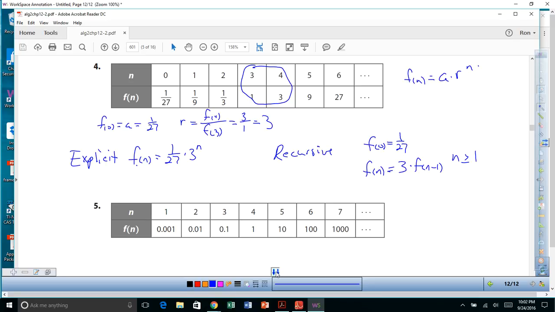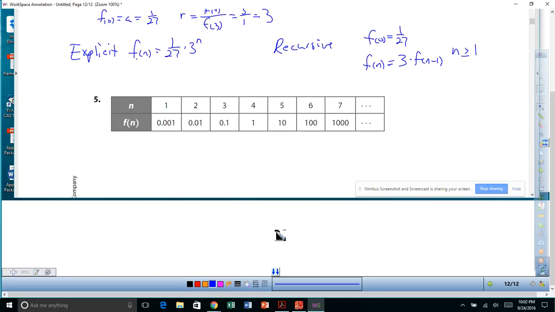Well, let's try 5. Go ahead and stop the video for a second and try it on yourself. Try it yourself. All right, glad you're back. We still need to find A, which in this case is f of 1, and f of 1 is 0.001. R, and this time I'll use these two right here. I've got f of 5 over f of 4, which would be 10 over 1, which is just 10.